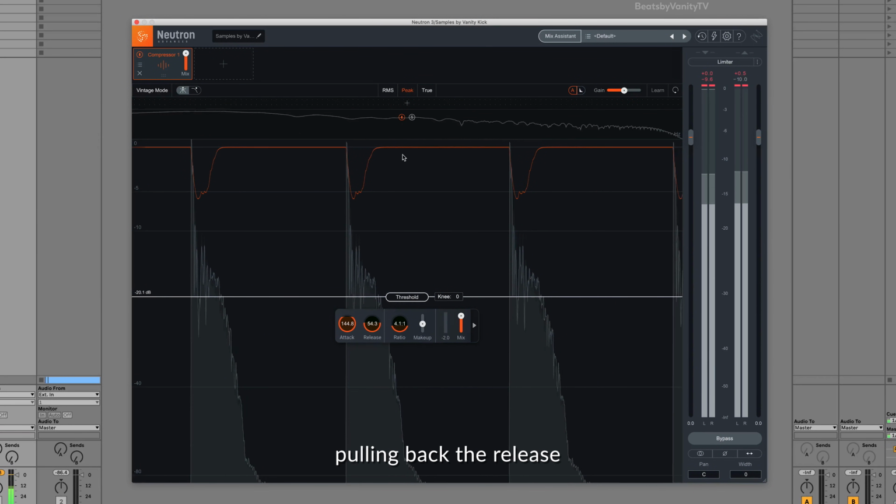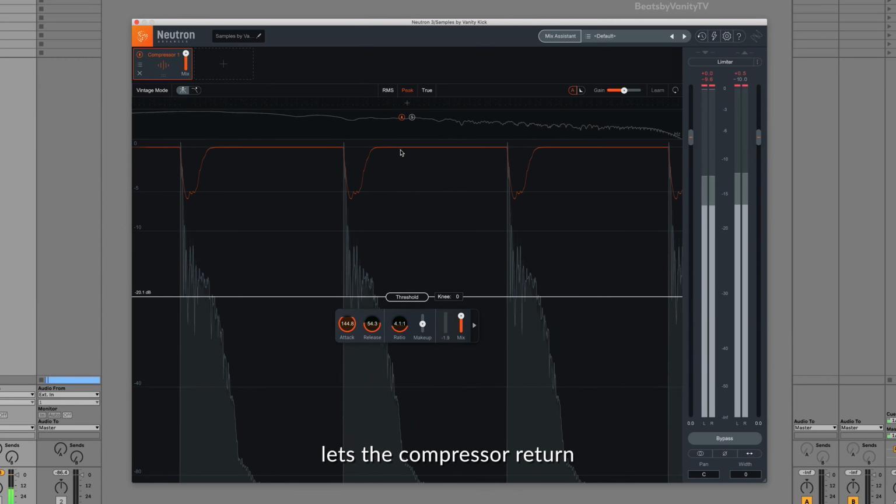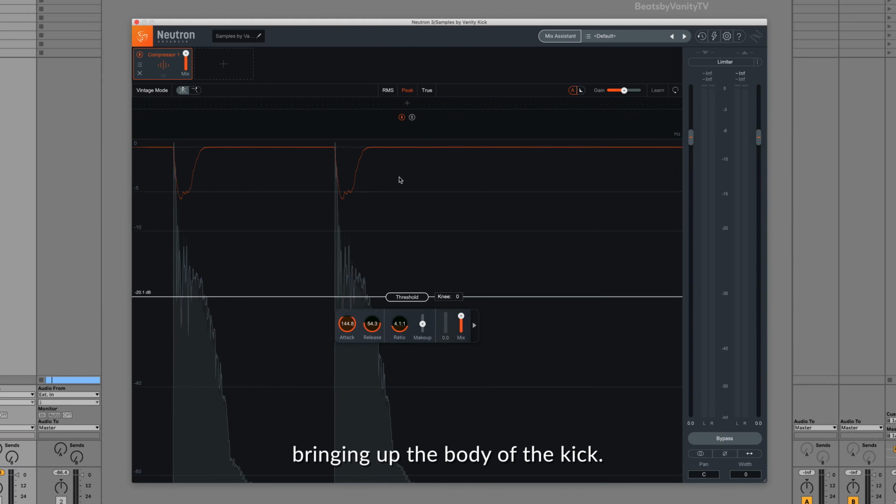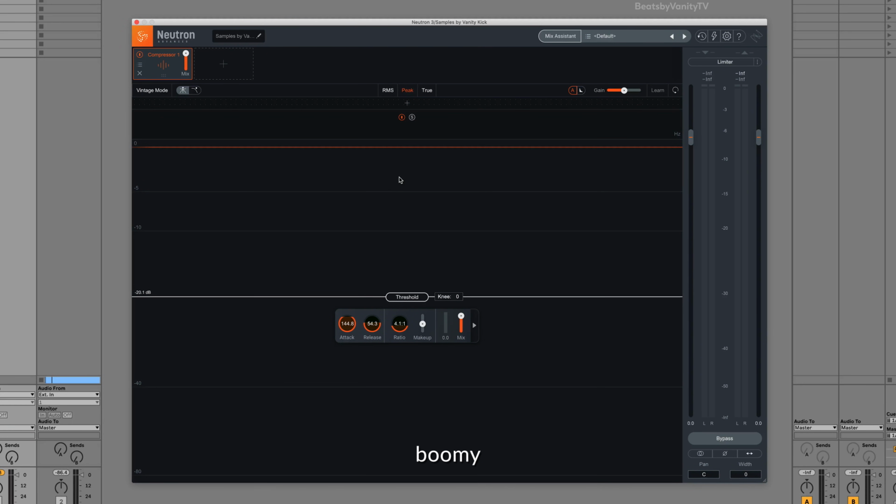Now, pulling back the release lets the compressor return to the uncompressed signal quicker, bringing up the body of the kick. This gives you a boomy sound, like my voice. Boom. You like that? Call me.